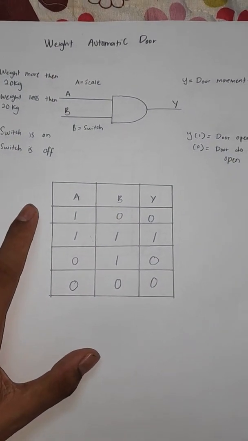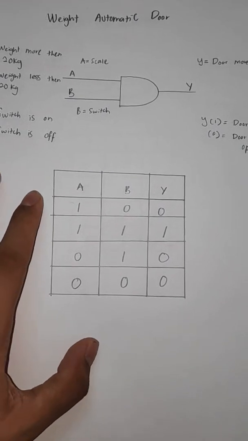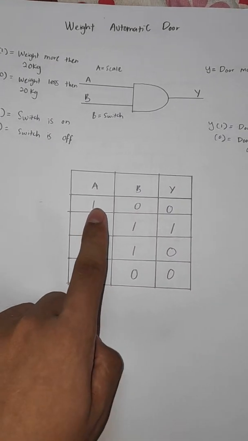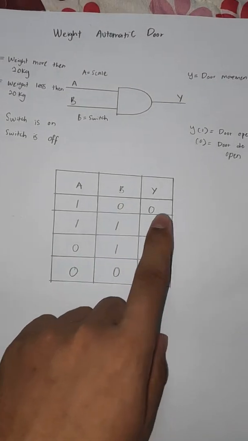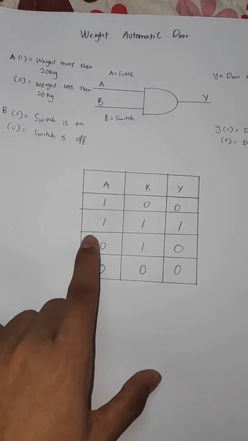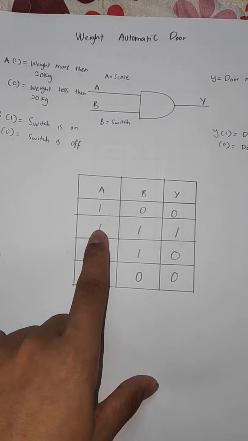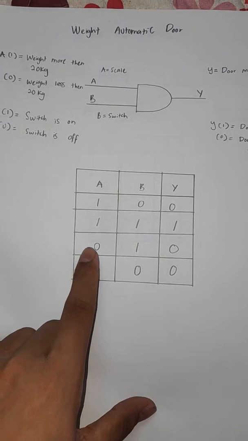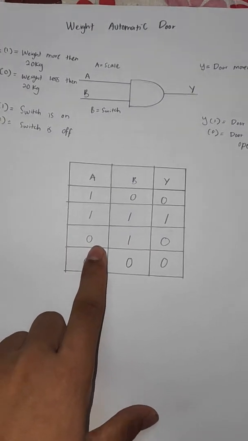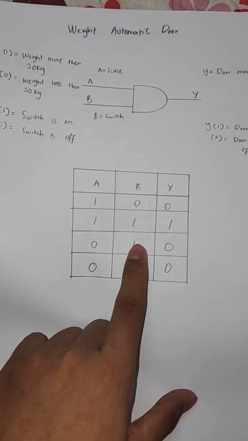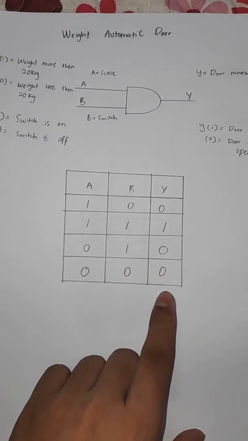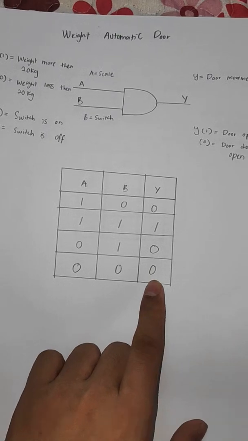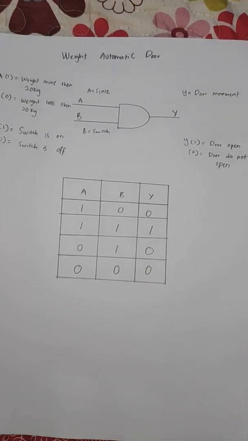Okay, for the truth table, if A is 1 and B is 0, the result will be 0. If the weight is more than 20 kg and the switch is on, the door will open. If the weight is less than 20 kg but the switch is on, the door will not open, and if both are 0, the door will not open.